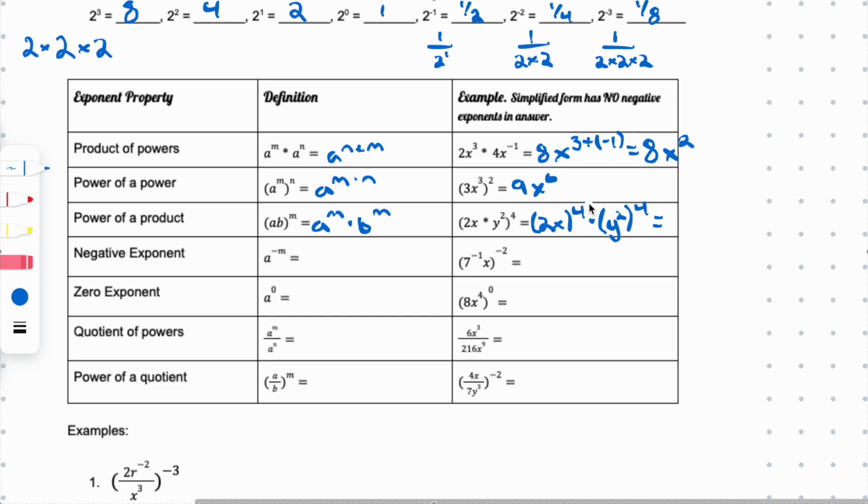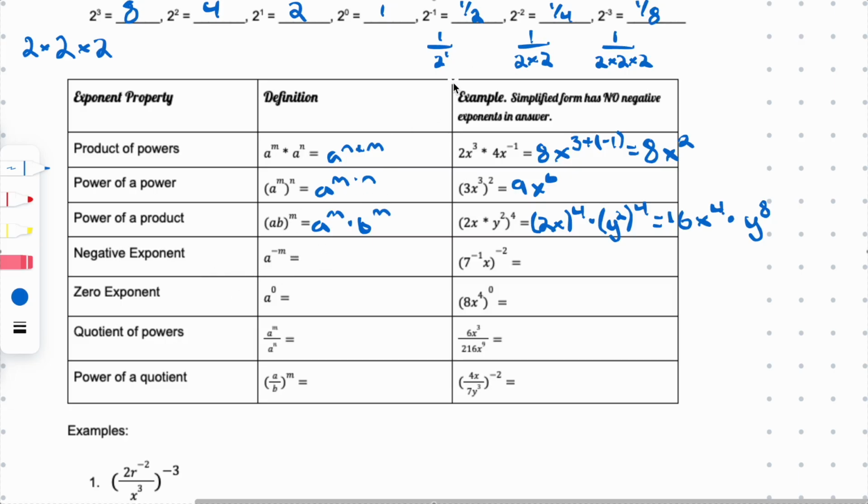Remember, we have to distribute this raising to the 4th power to both the 2 and the x. So 2 to the 4th power would be 16, because 2 times 2 times 2 times 2 is 16, and x to the 4th is just going to be x to the 4th. And this is multiplied by y, and since we're raising an exponent to another exponent, we multiply by this power of a power rule, so we get y to the 8th, because 4 times 2 is 8. Okay, great. Now we have a negative exponent.